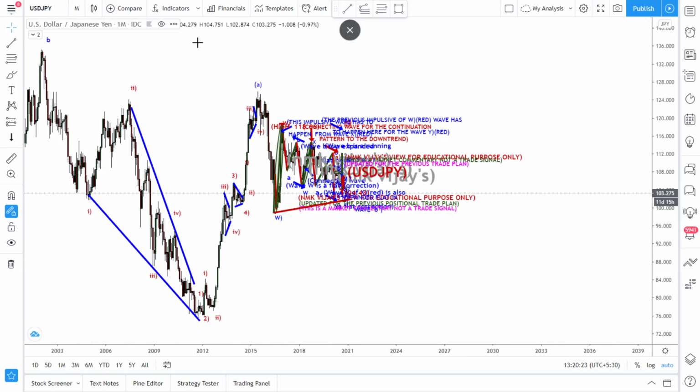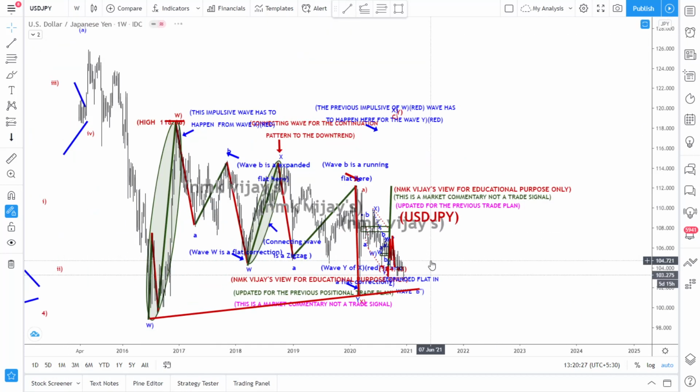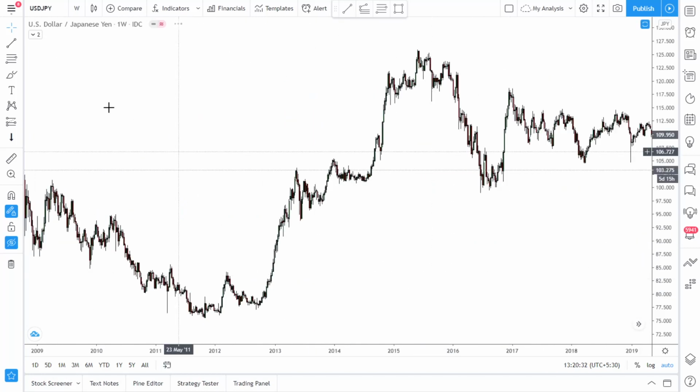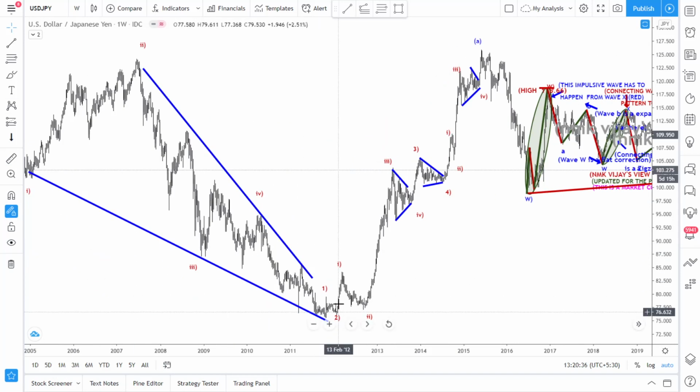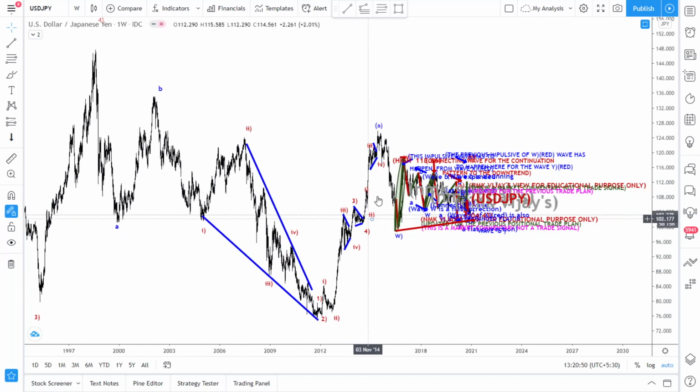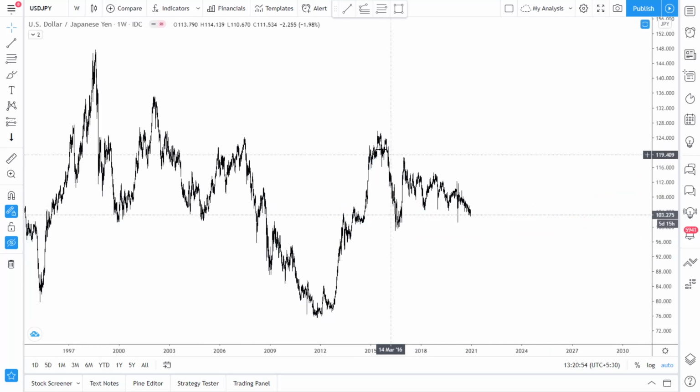Here we also switch to the weekly chart. This is also a 5 wave, 1 2 3 4 5. So 1 2 3 4, 1 2 3 4 5. This is the end of the A, because we are in the downtrend and the 5 is completed. So the next corrective wave is A, and we are in the B wave.